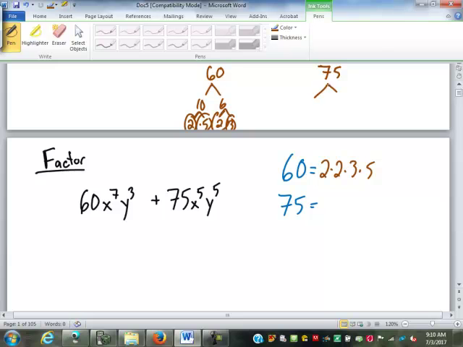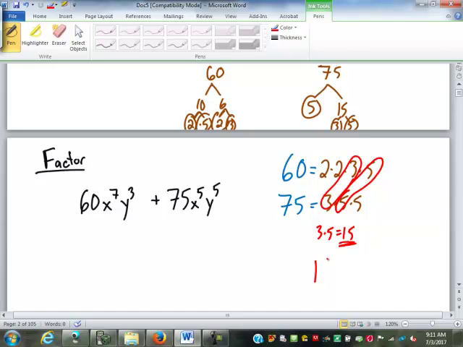What's a number 75 can be divided by? Careful, it doesn't divide by 2. It does divide by 5, though, and 15. 5 is prime. 15 would be 3 and 5 again. So 3 times 5 times 5. What do they have in common? They have a 3 and they have a 5. So 3 times 5 is 15. So 15 for the numbers is the greatest common factor.